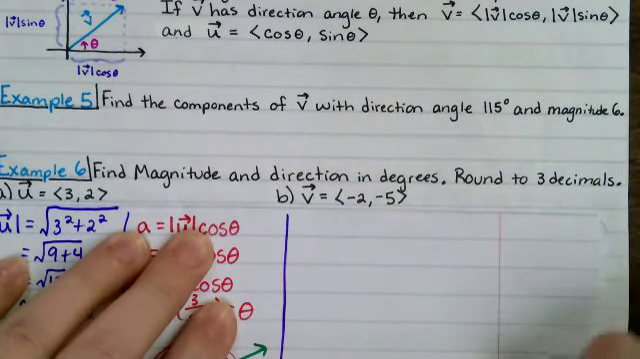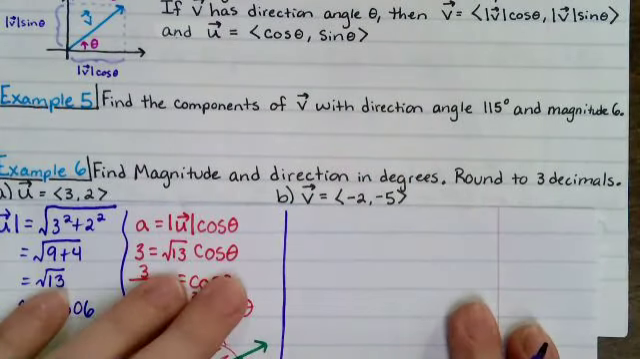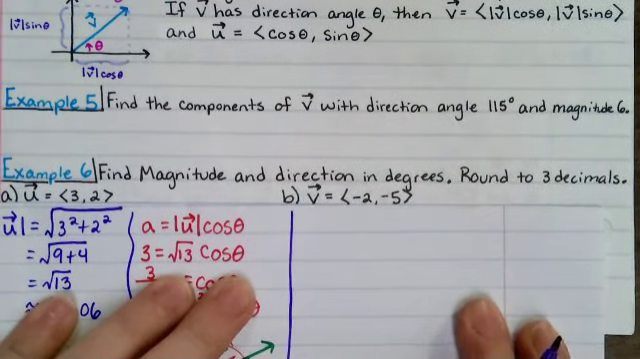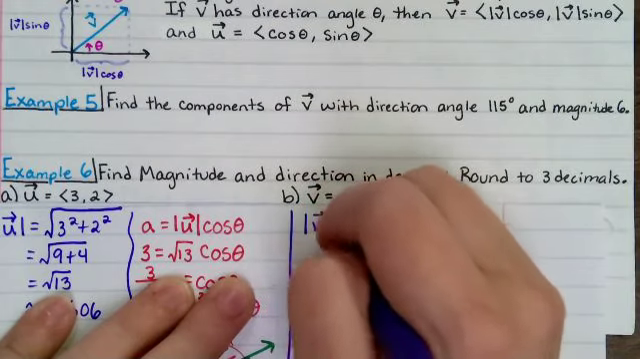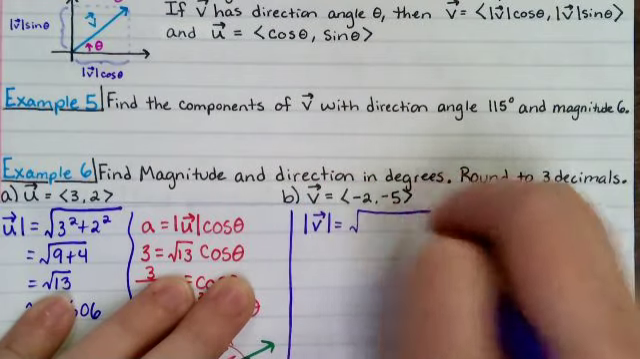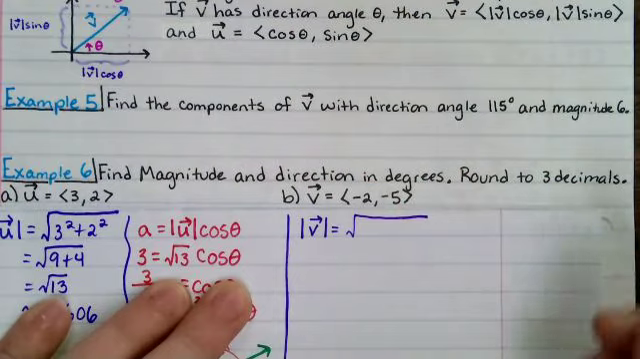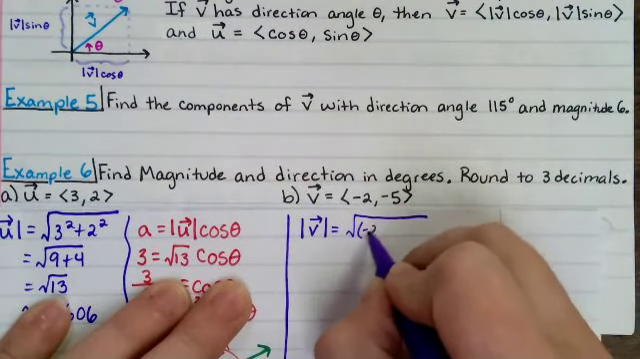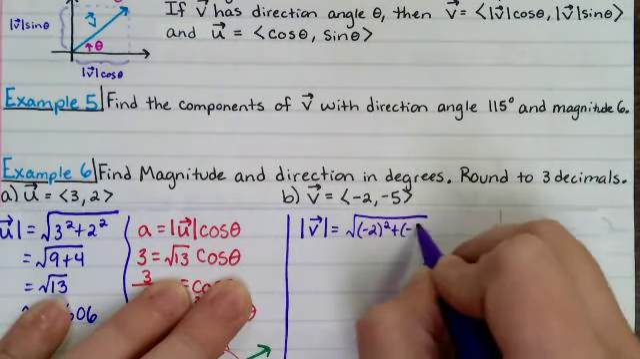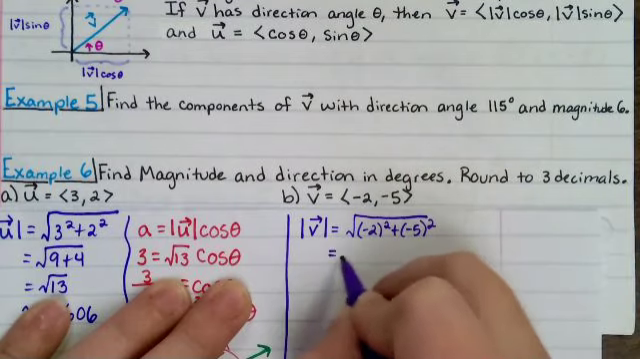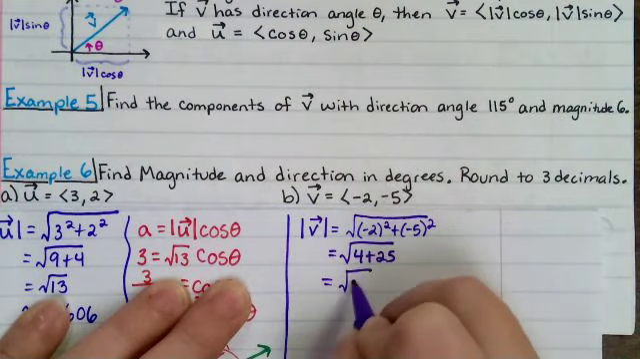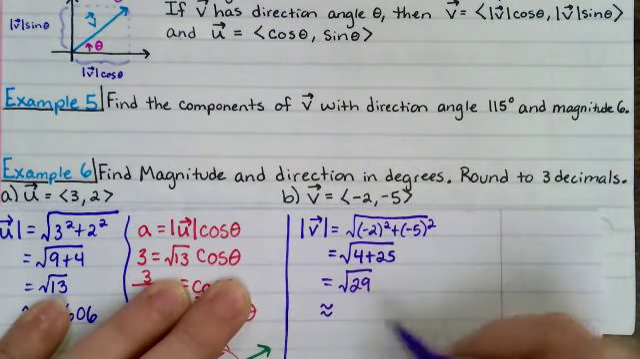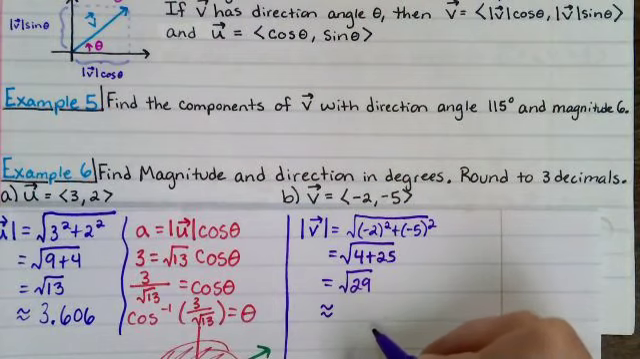Okay. So here we're going to deal with, first of all, finding the magnitude, because that is what it says to find, right? We're going to find the magnitude of V. And just like on the last one, it should be pretty simple to solve because we do have the A and the B. Negative 2 squared plus negative 5 squared. So this should be 4 plus 25, square root of 29. And because it did say to give a decimal, we're going to go ahead and get one. This is 5.385.